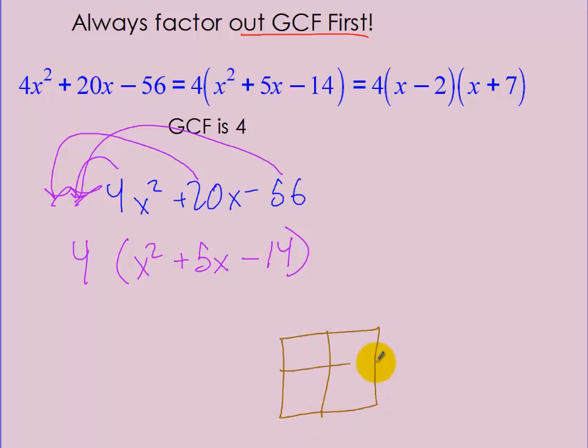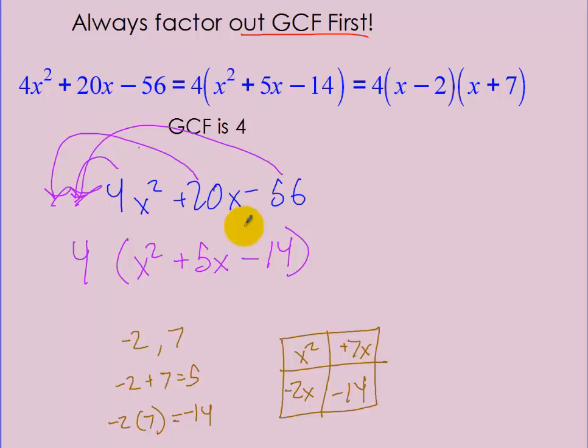a square box. And I'm going to put x squared up here, and then negative 14 on the side. And two numbers that multiply to negative 14 and add to 5x are going to be negative 2 and positive 7. Because negative 2 plus 7 is going to equal 5, and negative 2 times 7 is going to equal negative 14, and that checks out. So my two factors are going to be negative 2x and positive 7x.